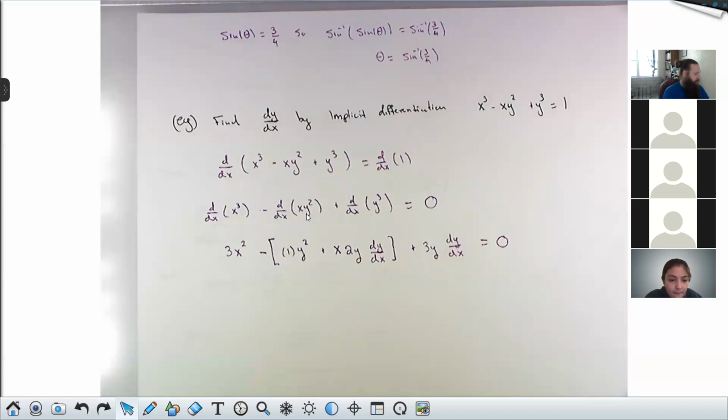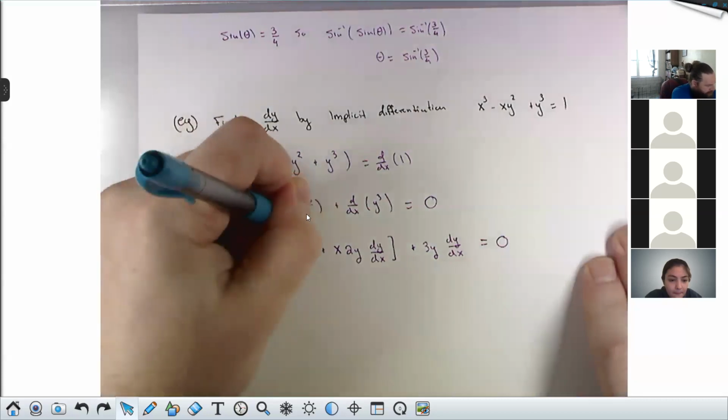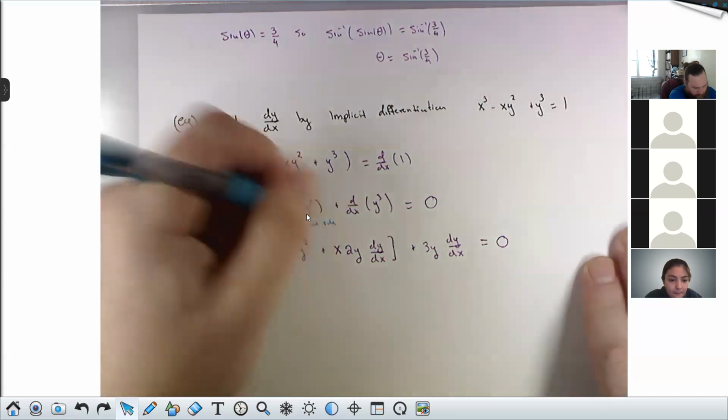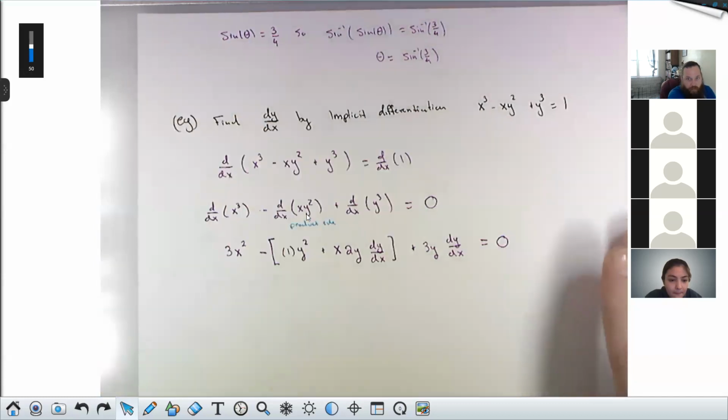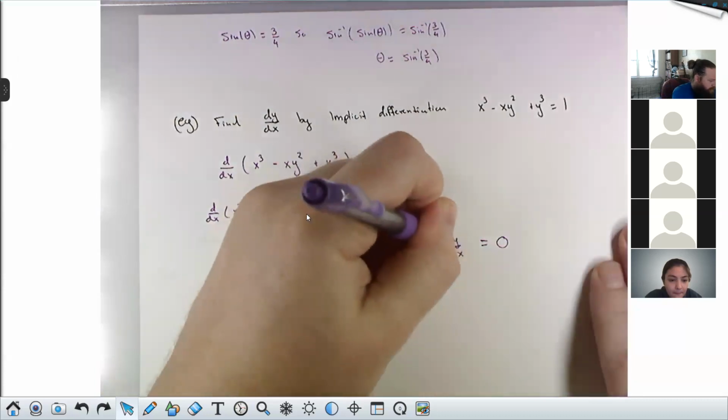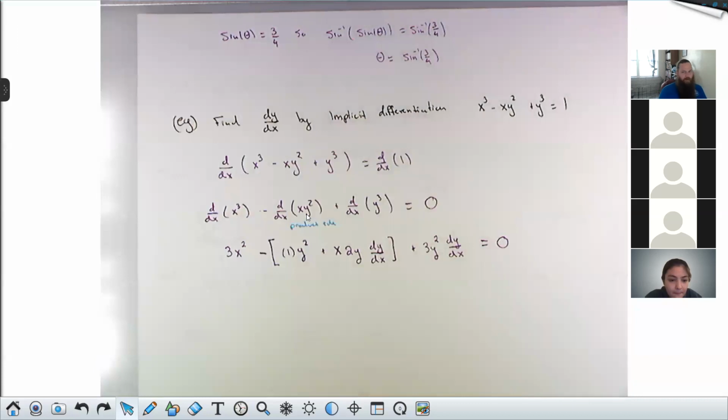Is the last expression 3y squared dy dx? I'm sorry, can you repeat that? Sorry, is the last expression 3y squared dy dx? 3, oh, yes. Thank you. Yes, 2y, and 3y squared, yes. Very good. Sorry.